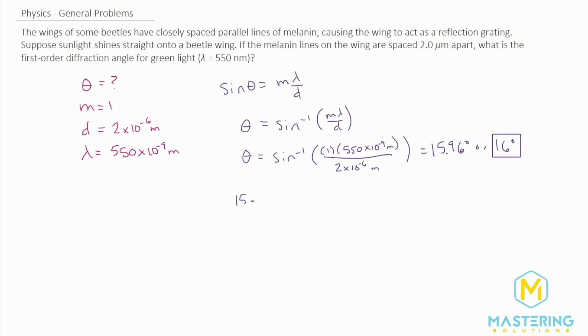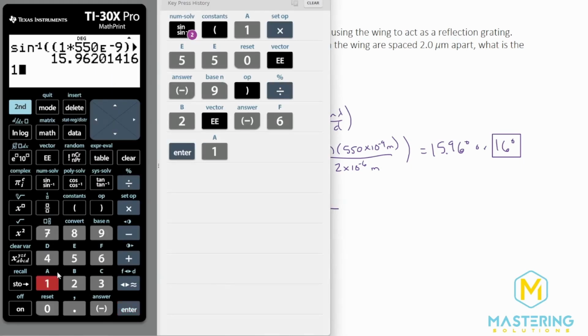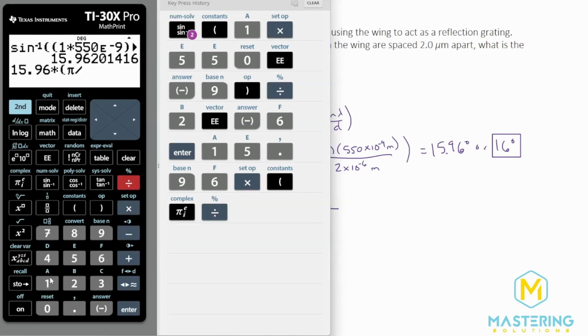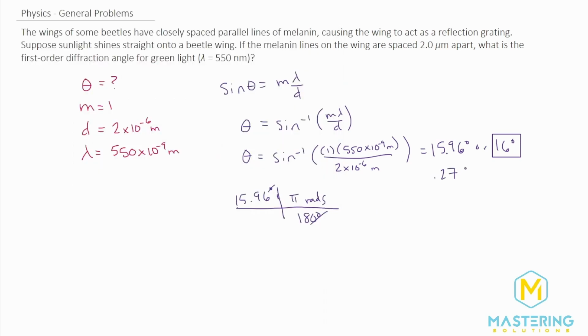So we have 15.96 degrees. And in every 180 degrees, there are pi radians. So the degrees will cancel, and we have 15.96 times pi over 180, and that gives us 0.278 rads, 0.278 radians.